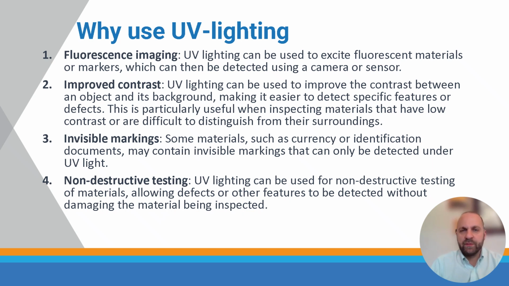You can get improved contrast where if you have an object and its background kind of blending together with visible light, say a very dark object on a dark background, or a white object on a white background, you can't really get that contrast. UV or other non-visible lighting can sometimes provide that contrast that you can't get in any other type of lighting. Invisible markings, currency identification, that's a big one where you can see markings to make sure something's not counterfeit.